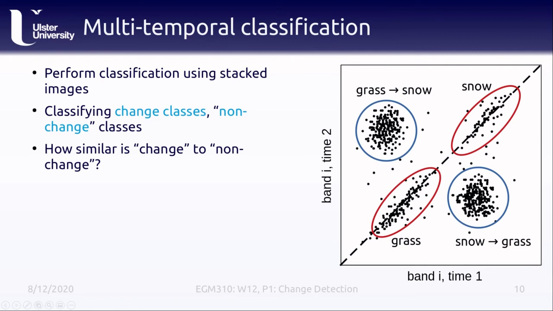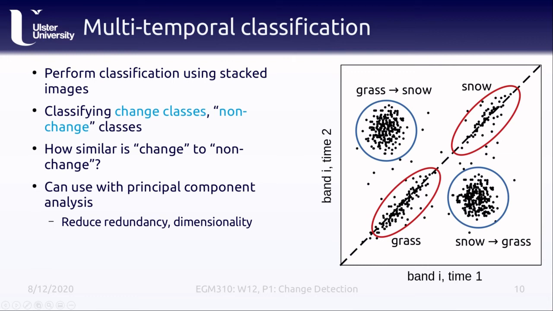If the changes are subtle, it might not be easy to distinguish them reliably, just like when we're trying to classify single images. We can use principal component analysis to help with this. It will help reduce the redundancy in the image as well as the dimensionality. We might be able to use only 3 or 4 bands from each time period, rather than the full complement of 10, 11, or even more bands.